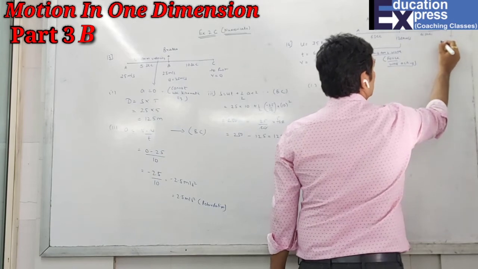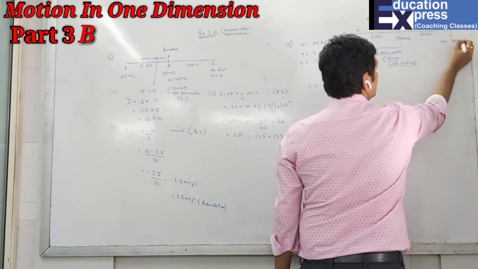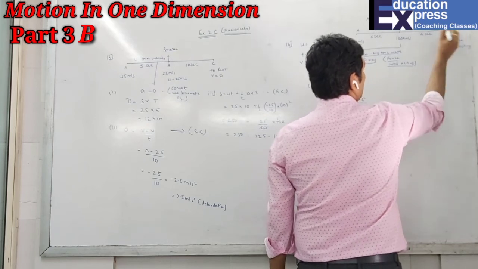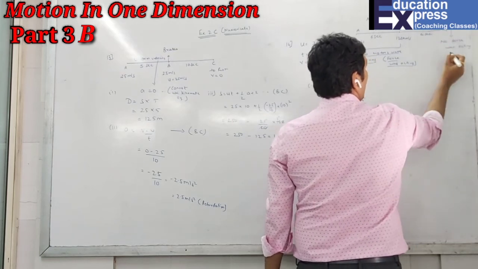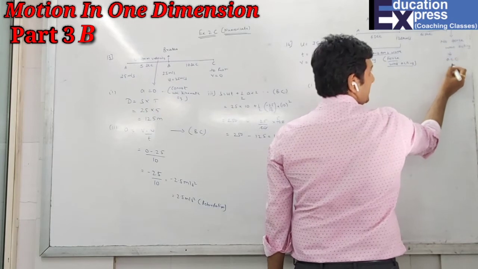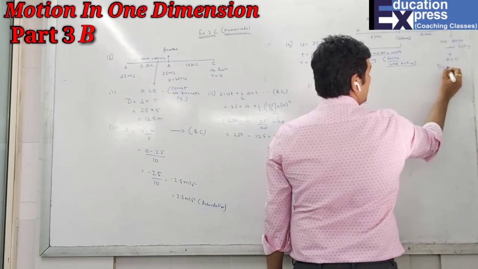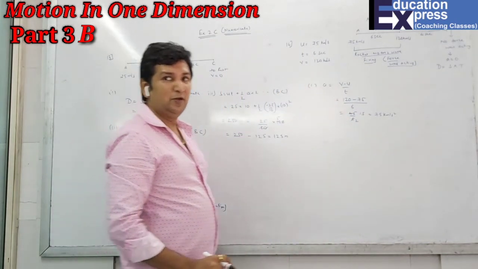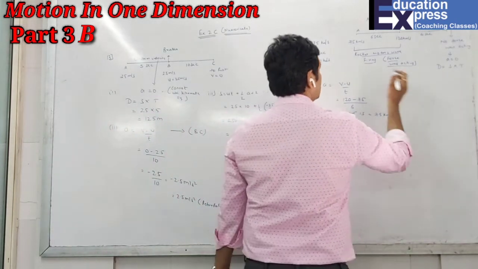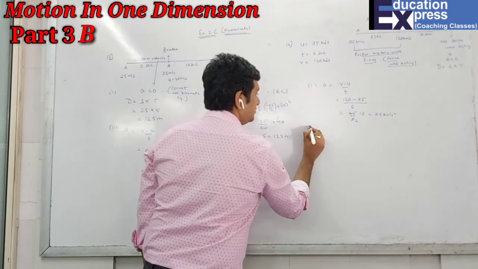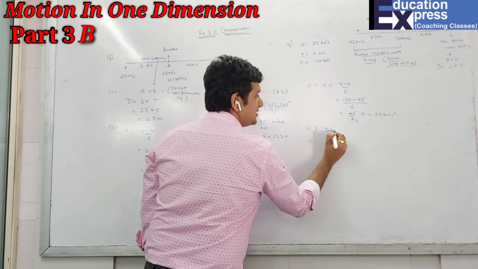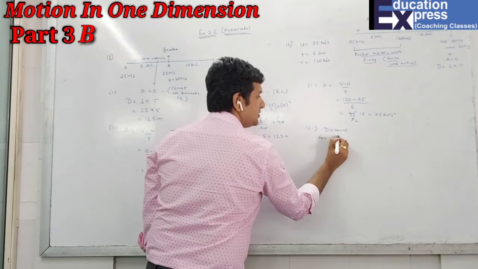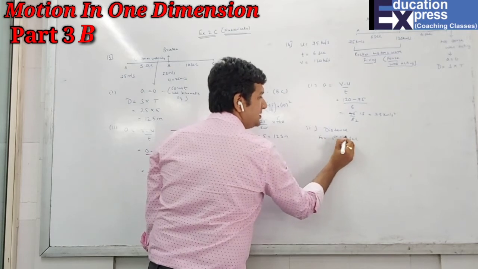Why? Because no force was acting. If no force was acting, the body will move with uniform velocity, and in this case the acceleration will be 0. To find the distance, what formula will we use? We cannot use the kinematic equation; we have to use distance equals speed into time. So now how to find distance? First, we have to find the distance for the first 6 seconds.